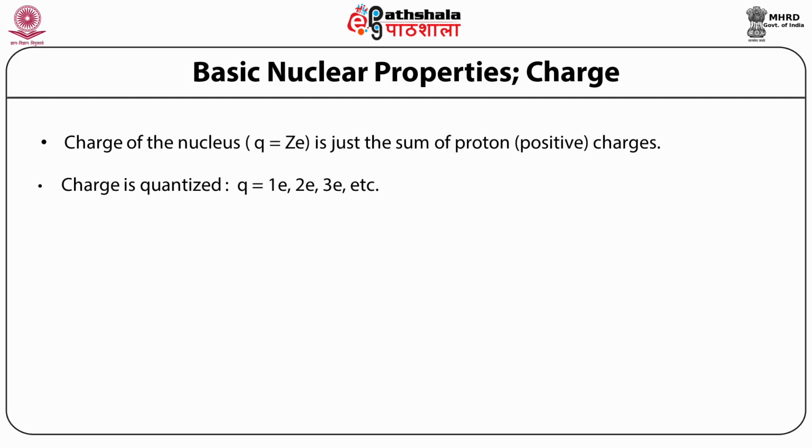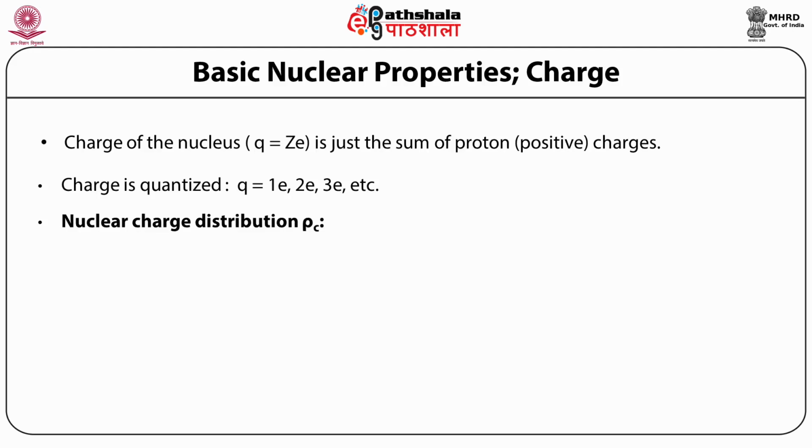It means half electronic charge cannot be given to the nucleus. The next important property of nuclear charge is nuclear charge density, that is rho c is equal to Q by V, that is equal to 3ZE over 4 pi r0 cube A, which is constant in nature.